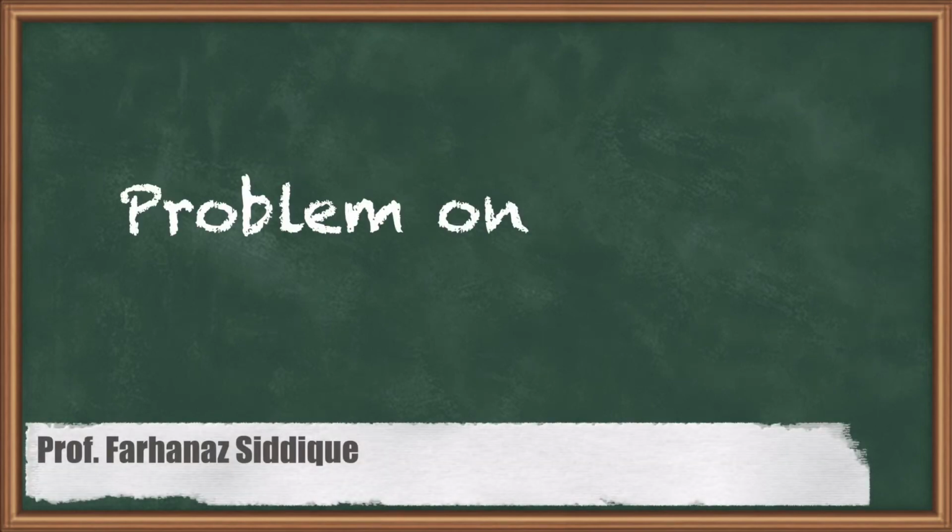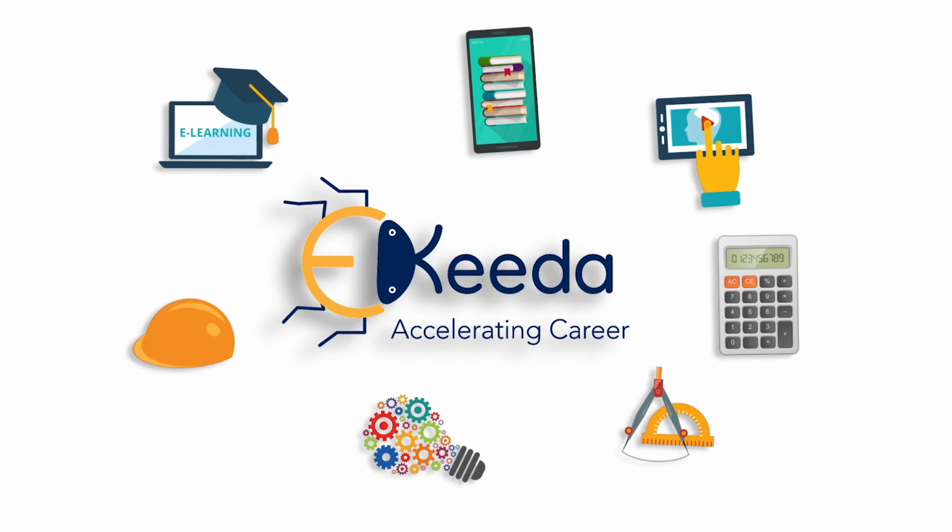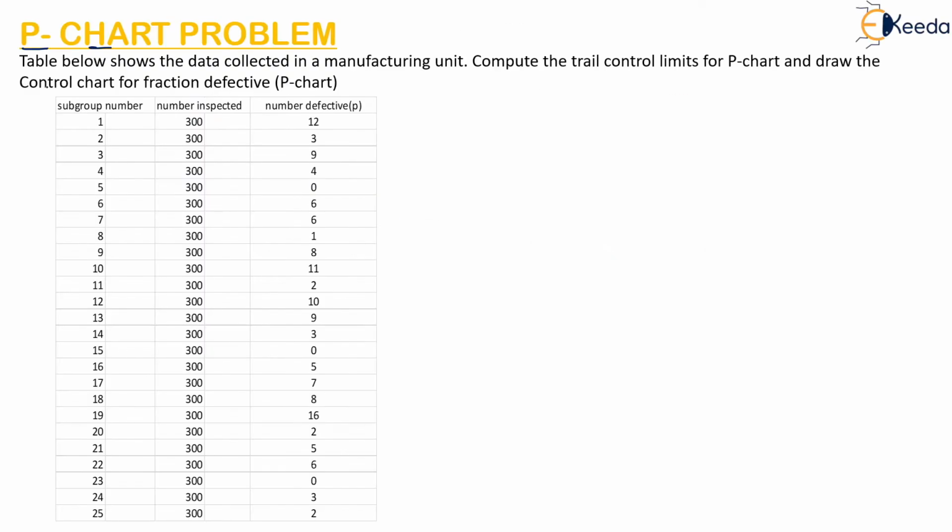Hello students, today let us solve a problem on P chart. So here they have given a question. There is a table which shows the collected data in the manufacturing unit. They are asking us to compute the trial control limits for P chart as well as to draw the P chart, that is the fraction defective chart.